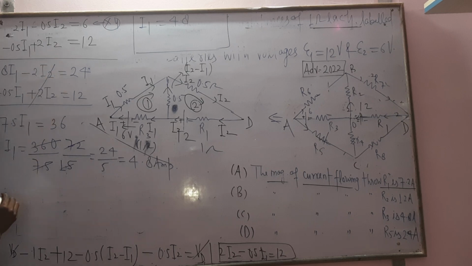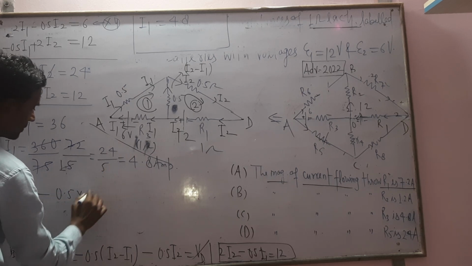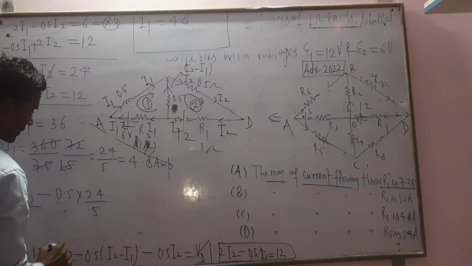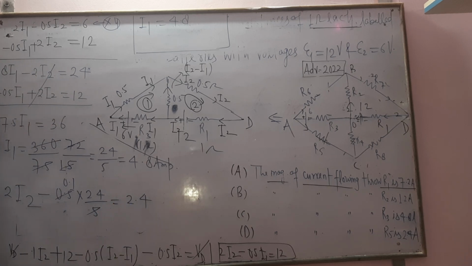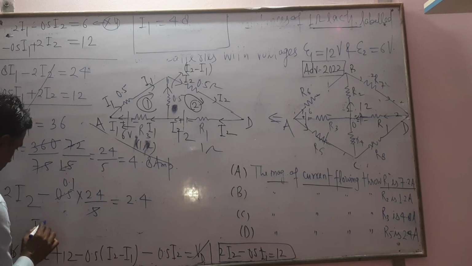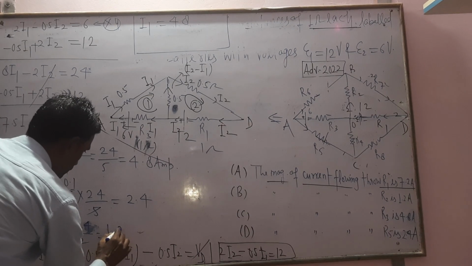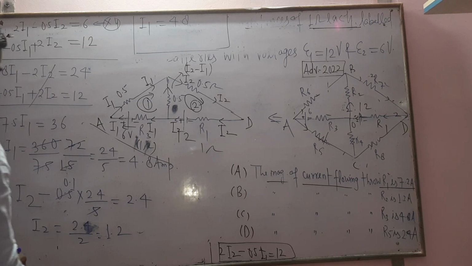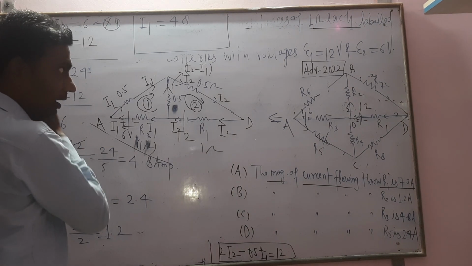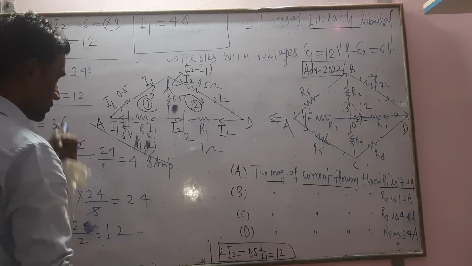Putting the value of I1 in the second equation: 2 I2 minus 0.5 times I1, where I1 is 24 divided by 5, that is 4.8, and 0.5 times 4.8 is 2.4. Dividing by 2, 2.4 divided by 2 equals 1.2. So I2 equals 1.2. Okay.